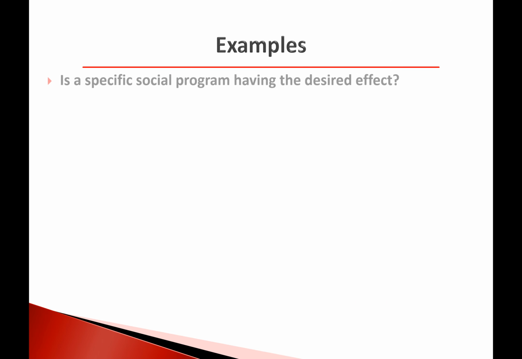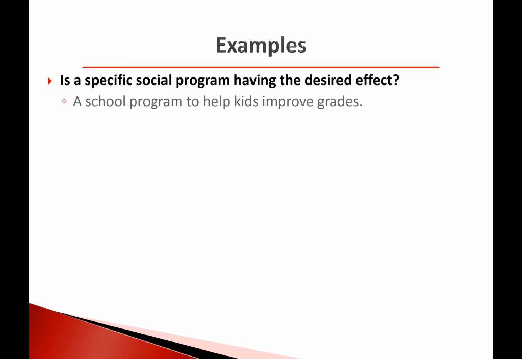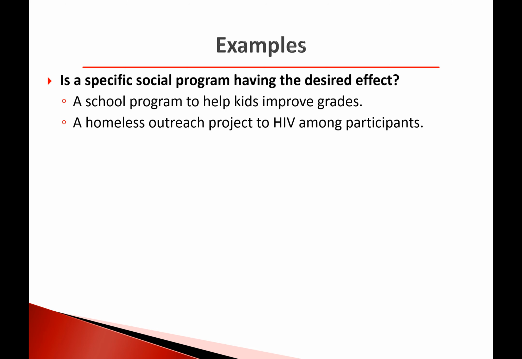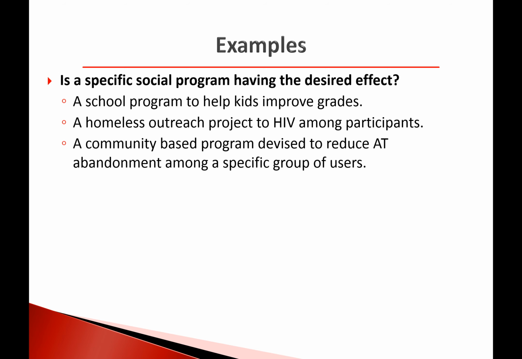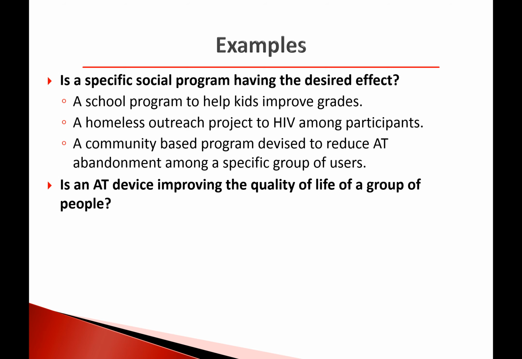Let's talk about some examples. Is a specific social program having the desired effect? For example, a school program to help kids improve their grades, is it actually working? A homeless outreach project to decrease HIV among participants? A community-based program devised to reduce assistive technology abandonment among specific groups of users. All of these are things that we might look at for program evaluations to see if the program in place is actually effective. Is an AT device improving the quality of life of a group of people?